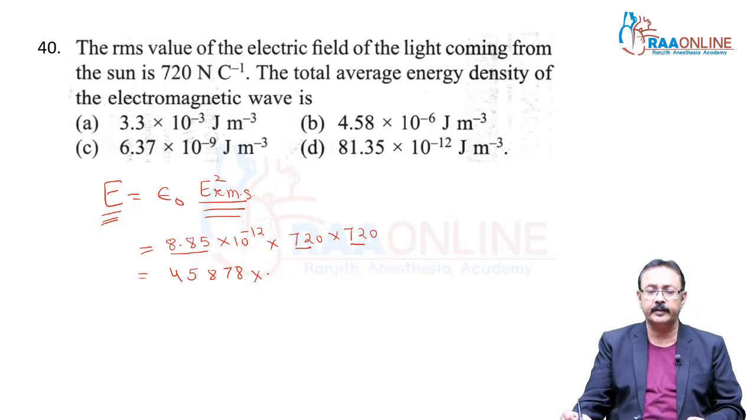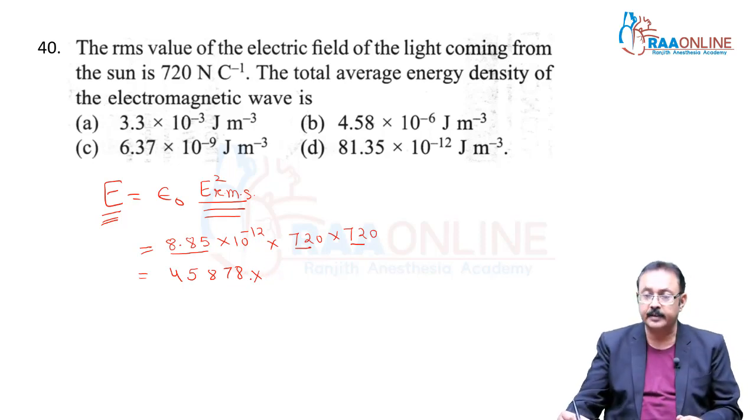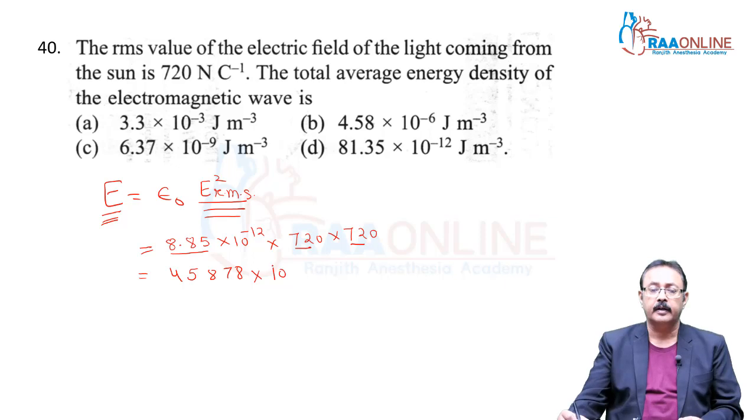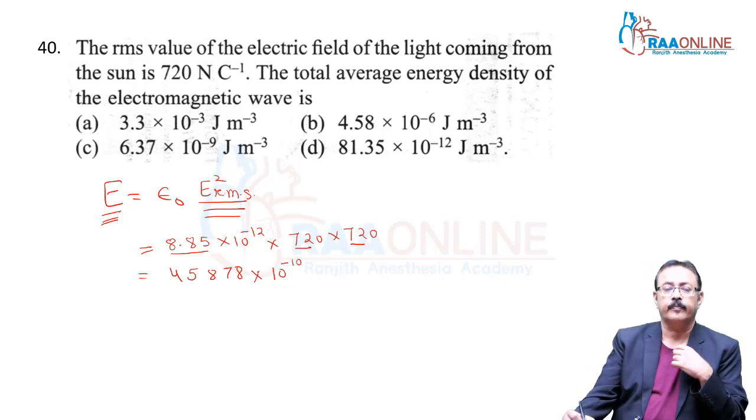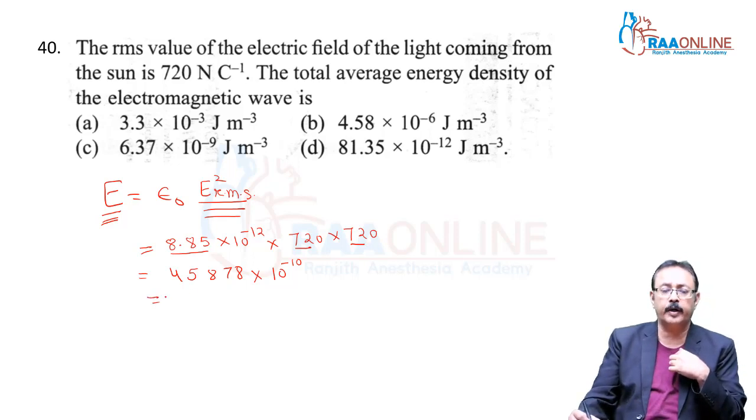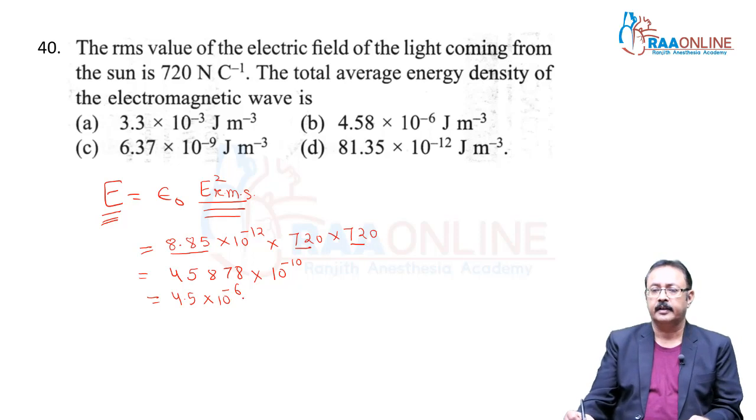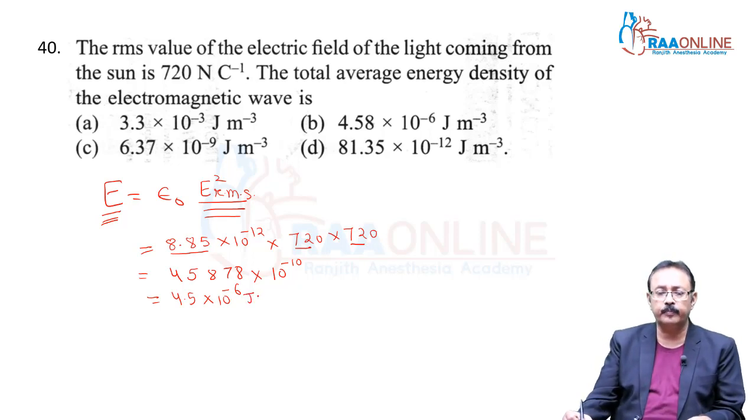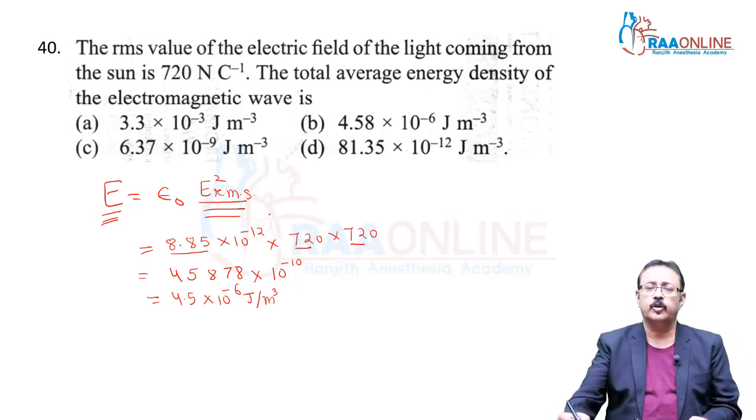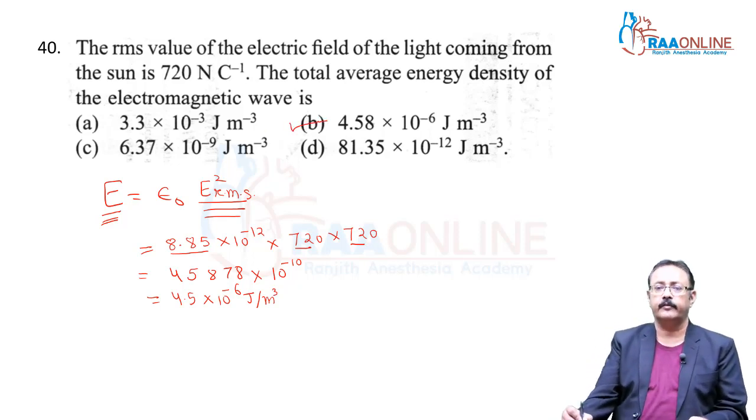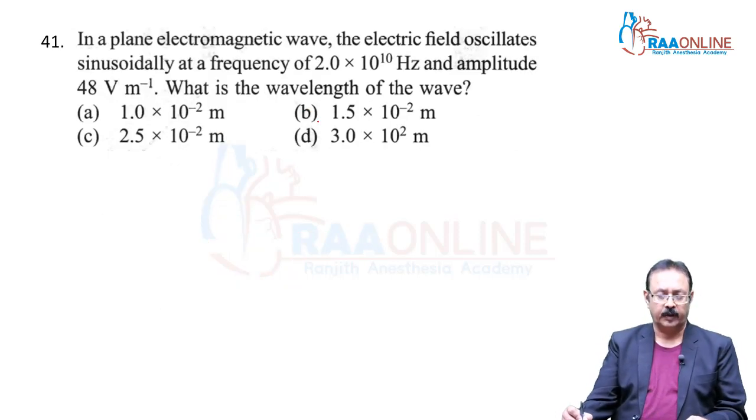So what we are getting? 8.85 this. So we are getting into 10 to the power minus 12 and plus 2 minus 10. If we put the decimal after the point, 4.5, 1, 2, 3, 4 zeros into 10 to the power, it will become minus 6. Unit joule per meter cube. Density means energy per unit volume. So we will go with option B.